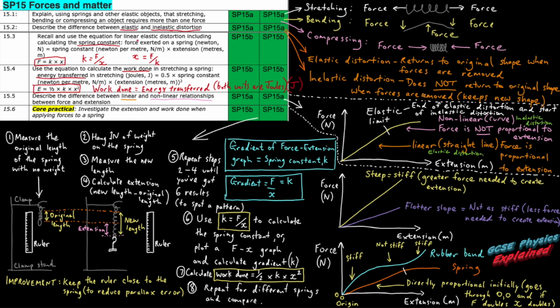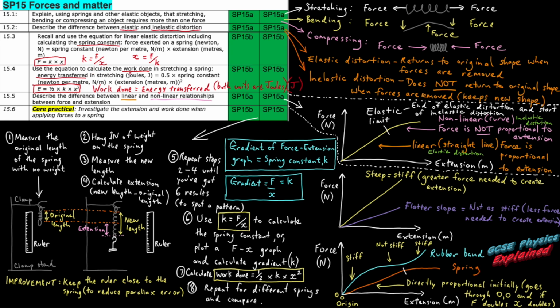Recall and use the equation for linear elastic distortion. So F equals kx. That's force equals the spring constant times the extension of the spring. You often rearrange it to get the spring constant. You just do the force that you've put on the spring divided by how much the spring extended by.